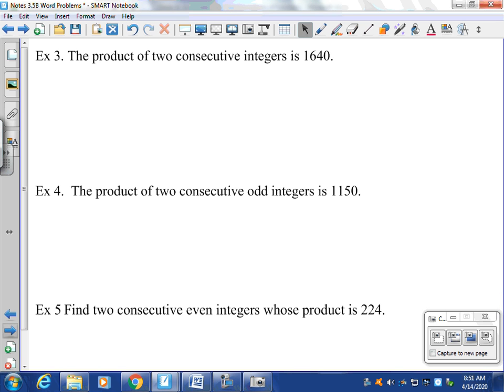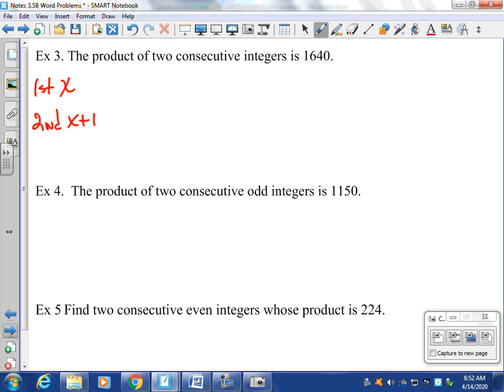Now we're going to look at some problems called consecutive integers. And these are products of consecutive integers. I know you've probably worked with, in Math 1, the sum and difference of consecutive integers. Well, first of all, consecutive integers are integers that go up by 1. So like, if the first one is x, then the second one has to be 1 more. So it's x plus 1.